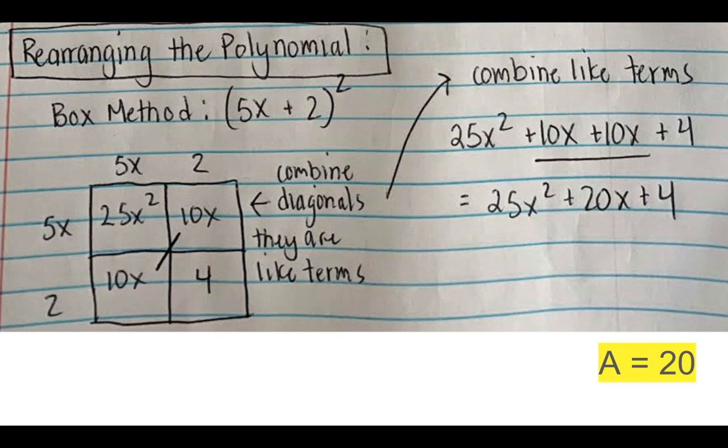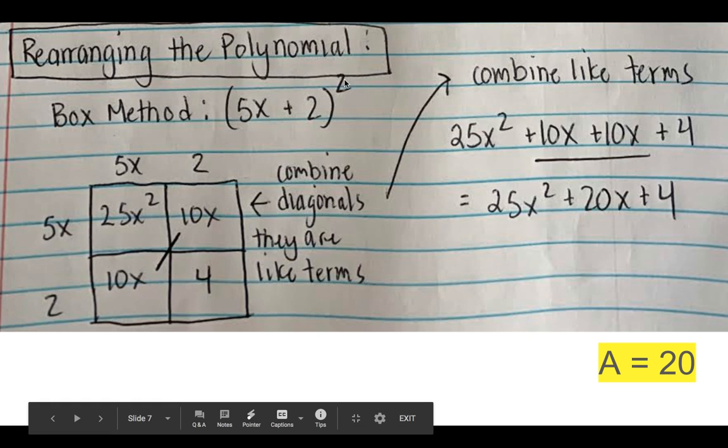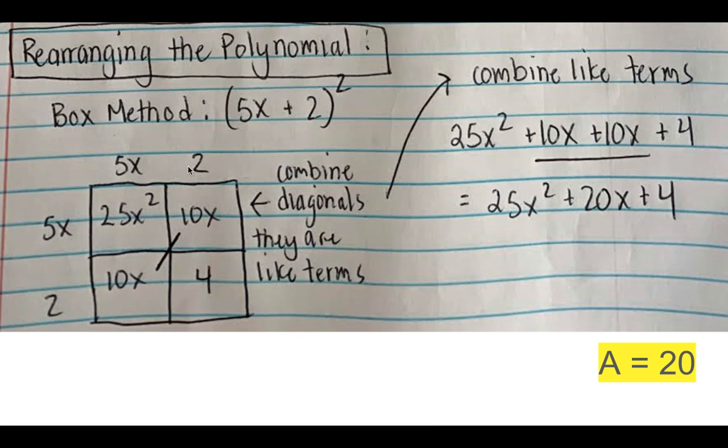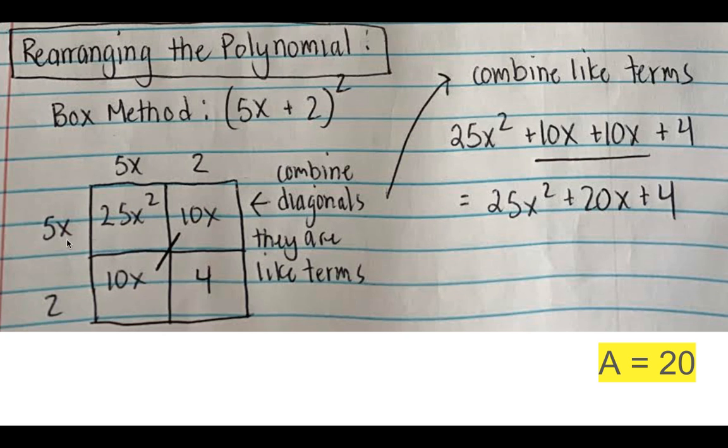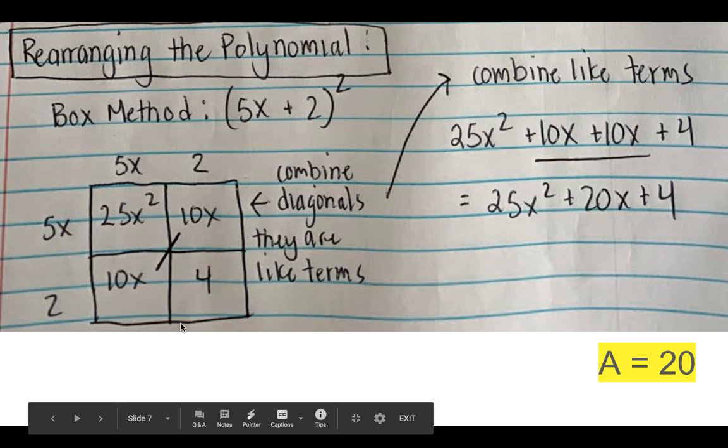So it's 5x plus 2 squared. Again, remember squared means I'm multiplying what's in that parentheses by itself. So I have 5x plus 2 on top, 5x plus 2 on the bottom, multiply in. 5x times 5x is 25x squared. 5x times 2 is 10x. 5x times 2 is 10x. 2 times 2 is 4.